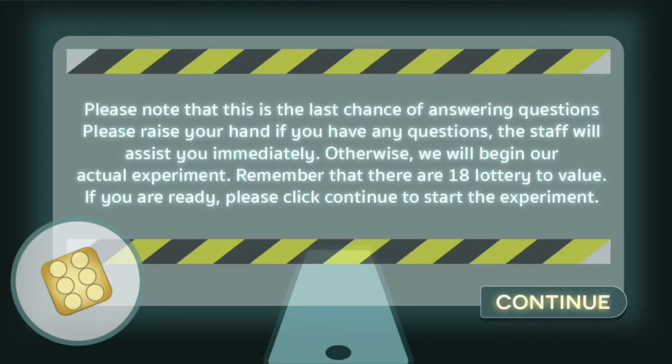Please note that this is the last chance of asking questions. Please raise your hand if you have any questions. The staff will assist you immediately. Otherwise, we will begin our actual experiment. Remember that there are only 18 lotteries to value. If you're ready, please click continue to start the experiment. You may not stop until the experiment is finished. Good luck.